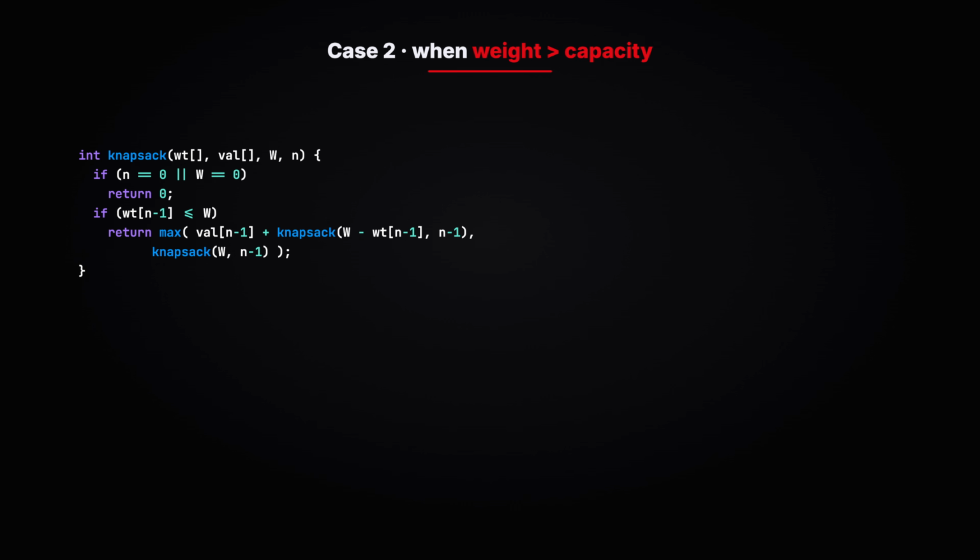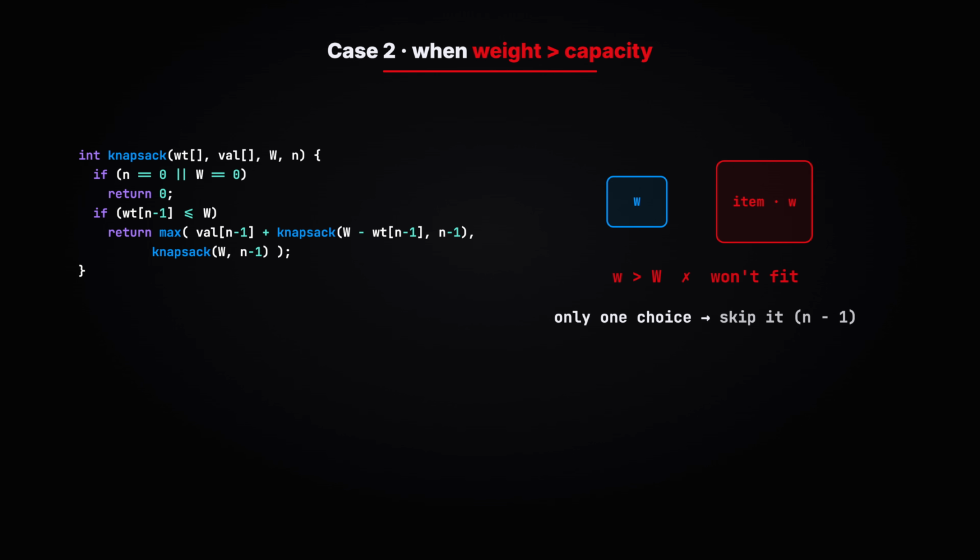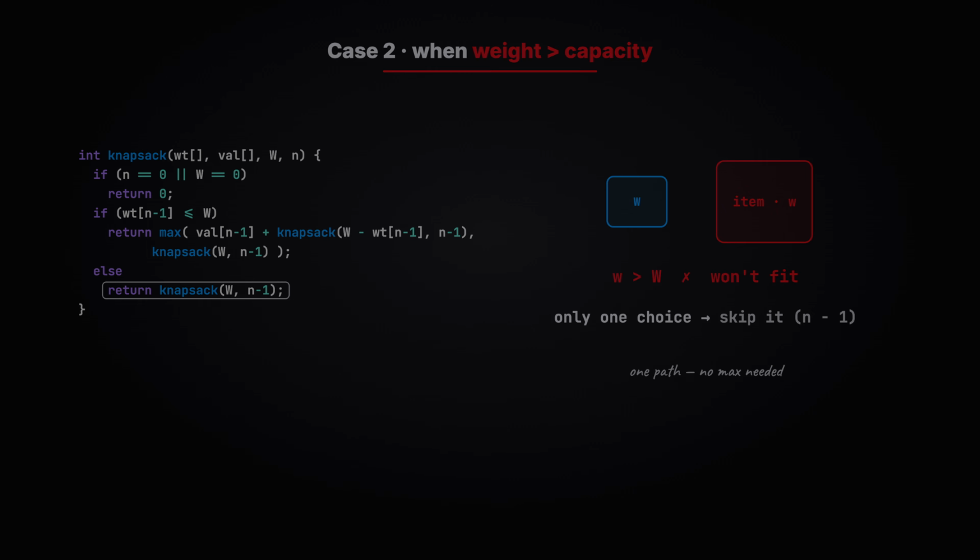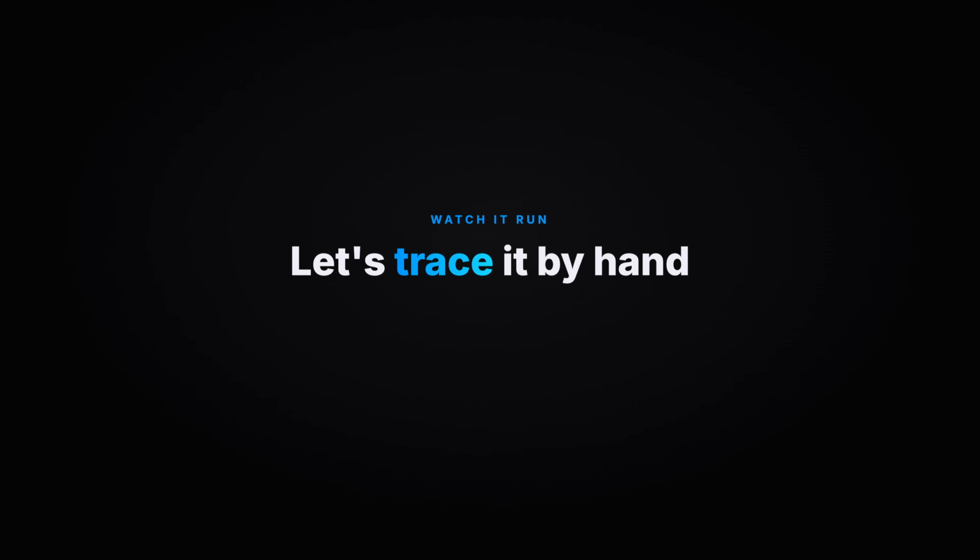Now consider the other scenario. Suppose the current item's weight is greater than the remaining capacity. We do not have a choice anymore. The item cannot be placed inside the knapsack. So we simply ignore it and continue solving the problem with the remaining items. No comparison is required because there is only one valid path. We have written the whole function.